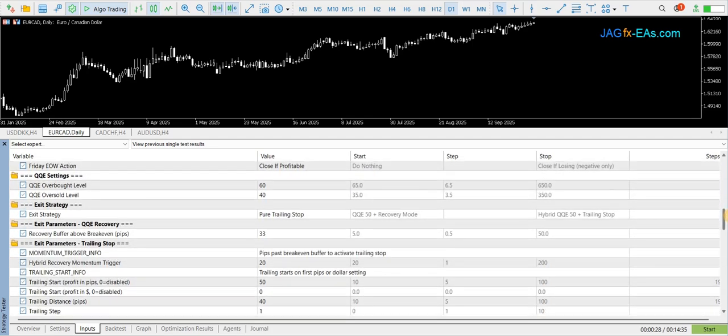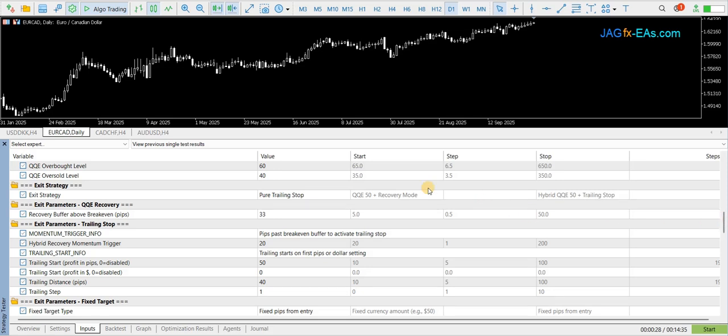This part down here is fairly important. The overbought on the QQE is going to be at the 60 level, and the oversold is going to be at the 40 level. We're using the exit strategy, pure trailing stop. We've got a choice of 4 there. We're going to use the trailing stop today.